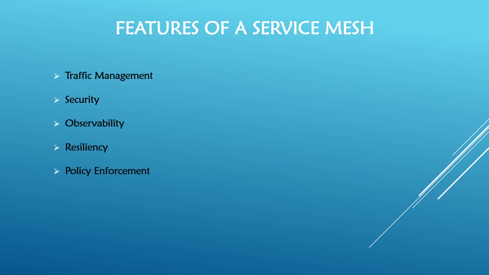What are the features of service mesh? The first one is traffic management. It includes load balancing, routing, and failover to ensure that the traffic is routed optimally between the services. Security provides encryption, authorization, and authentication for securing service-to-service communication.